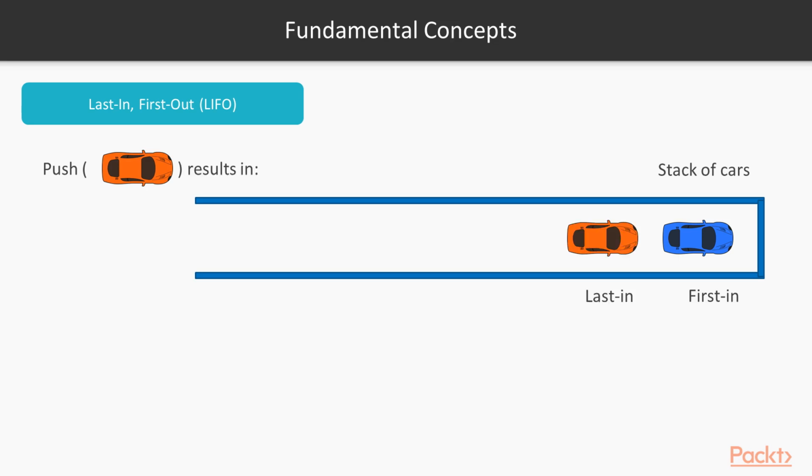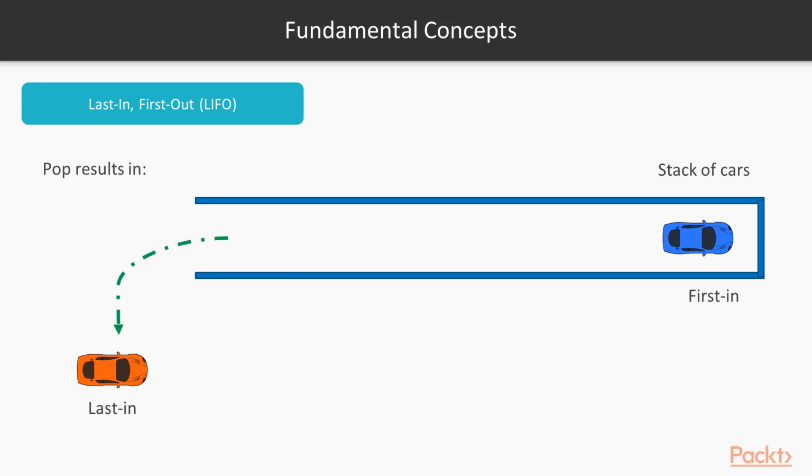On the bottom, we have 4 unused cars. So on our stack of cars, we have the first in and the last in. We can use the pop function to pop the last one that was in out. Again, the last in, first out. And that leaves us with 1 vehicle, which is now the first in and the last in.